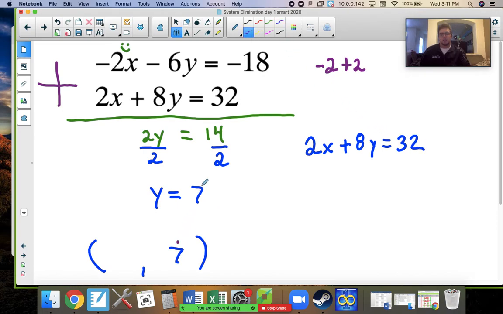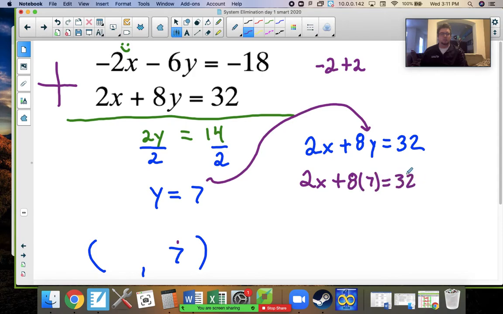I'm going to plug the 7 in, which we know is y, right here. 2x plus 8 times 7 equals 32. 2x plus 56 equals 32. We subtract 56 from both sides. Get 2x equals negative 24. Divide by 2, and x is negative 12.